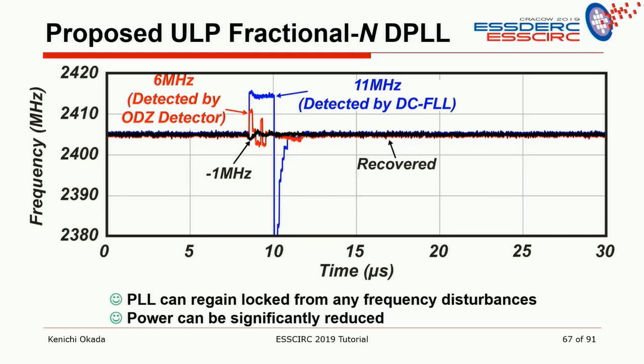Actually, in this case, the frequency and the phase have to be completely moved to 11 megahertz or something. So this is actually a very rare case, never happening in a real situation. The phase is completely the same, but the frequency becomes exactly 10 megahertz or 11 megahertz, larger. So it never happens in a real situation. But this is a very rare case, and still this architecture can cover such a very rare disturbance case.